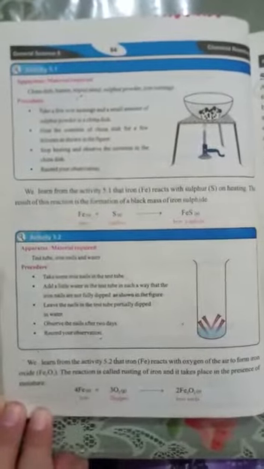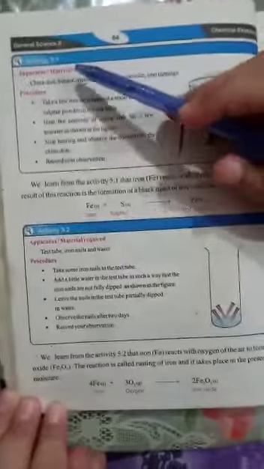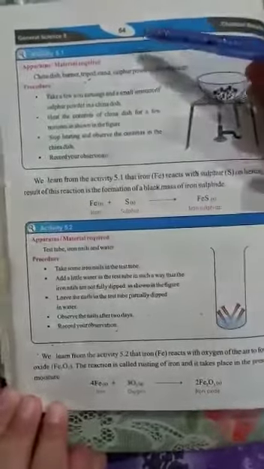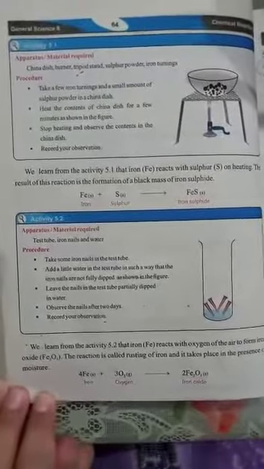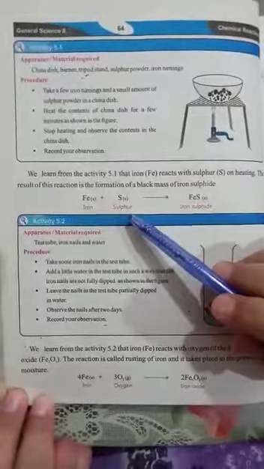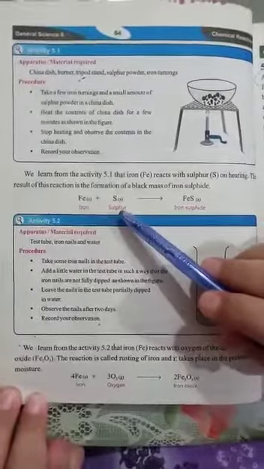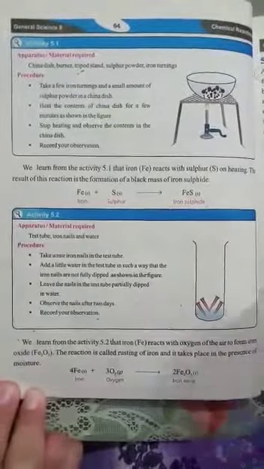Today we have to revise the remaining part of chemical reactions. We have to revise activity 5.1 and 5.2 on page 64. Activity 5.1 is about the chemical reaction that takes place between iron and sulfur. When iron and sulfur are heated together, a black mass of iron sulfide is formed.